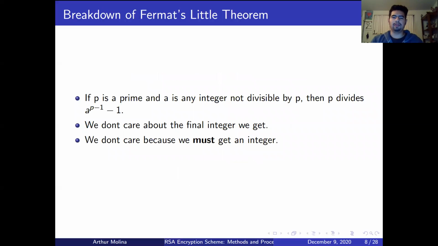So we saw in the previous step that if p is any prime and a is an integer not divisible by p, then p divides a to the power of p minus 1, minus 1. And overall, we really don't care about the final integer we get, because we know we must get an integer as long as the criteria are satisfied.